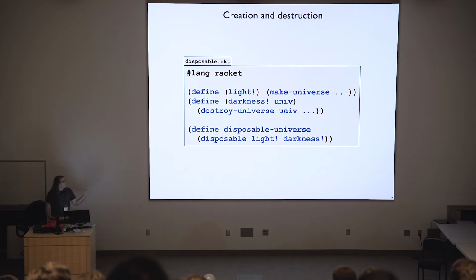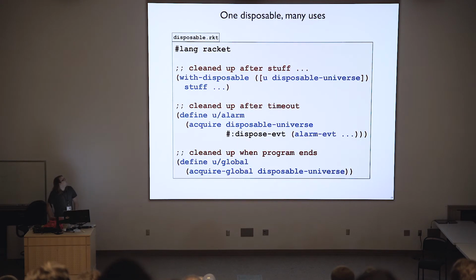into a disposable universe. And with this, we can go and make a bunch of universes in a whole bunch of different ways. We can say, just for this set of expressions, make a universe, and at the end, or if there's an exception, destroy it. Or we can say, give me a universe until this event fires. So here we use it for a timeout. Or you can say, just give me a universe and clean it up right before the program ends.